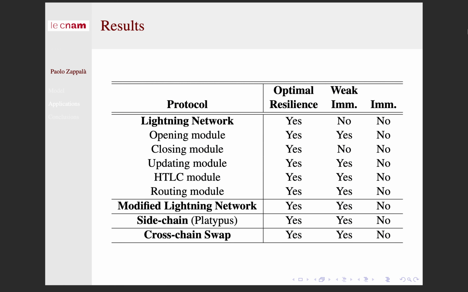Thanks to this method, we analyze different protocols, starting with a 2-layer protocol called Lightning Network, and we deployed the game theoretical model to prove that one of its modules, the closing module, does not fulfill the property of weak immunity. Then thanks to this method, we also provide an alternative which satisfies, of course, the property of weak immunity. Then we analyze a sidechain and a cross-chain swap protocol, and we prove the very same properties.